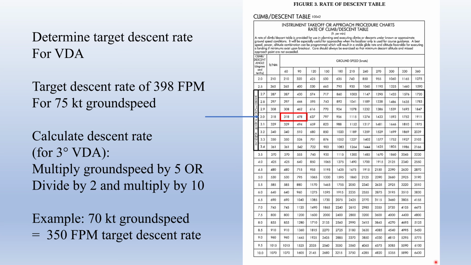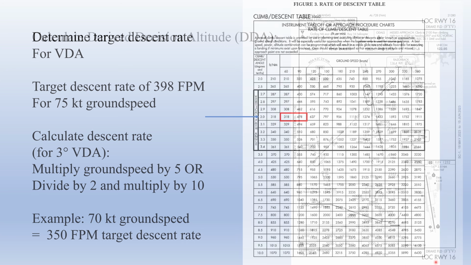So for an example, at a 70 knot ground speed, if we multiply that by 5, or divide by 2 and multiply by 10, that gives us a 350 foot per minute target descent rate. So you can see pretty close to what we calculated for the 75 knot ground speed using the chart. And again, it's close enough to get you in the ballpark and adjust from there. Most of the time, if you're using an autopilot, you can only adjust the descent rate in hundreds of feet per minute anyway. So it's going to get you close enough to the target descent rate to keep you on the path.